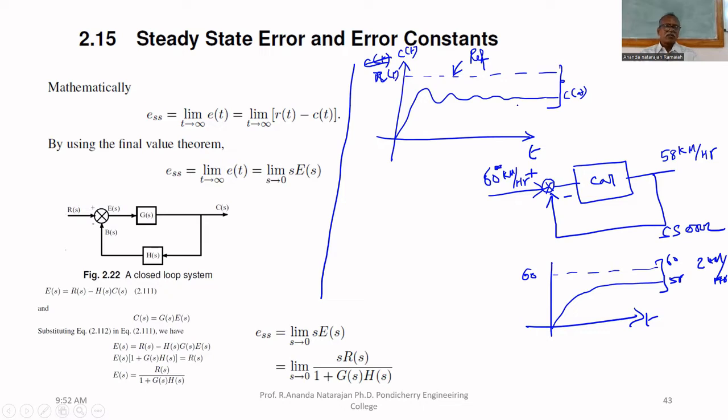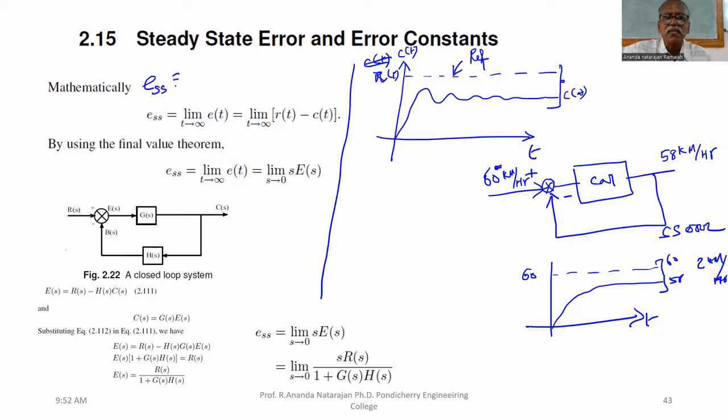We are going to study about the steady state error. Error constants. Some constants in this analysis are there. The constants are called error constants. That also we are going to see.